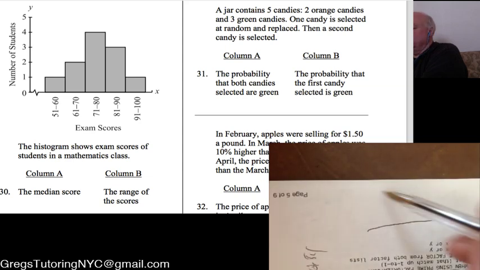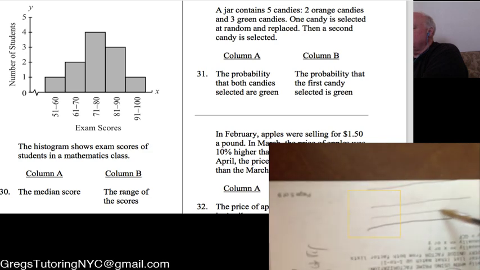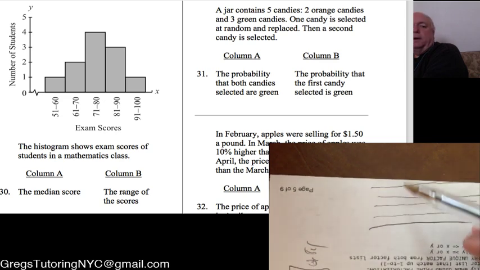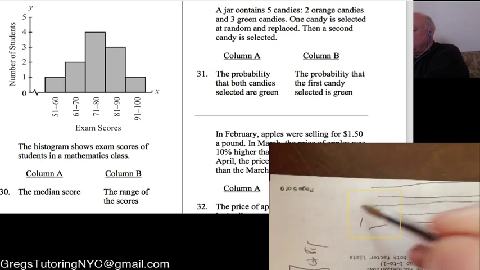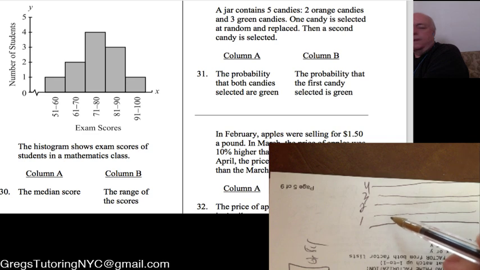What do we have? 4. That's going to be 2. That's going to be 1. That's going to be 3. It's sloppy. So we have 1, 2, 3, 4. We're going to have, this is 1. So that's 51 through 60.